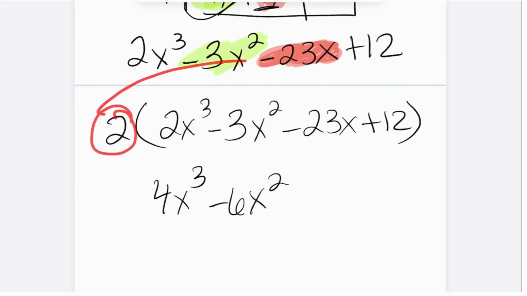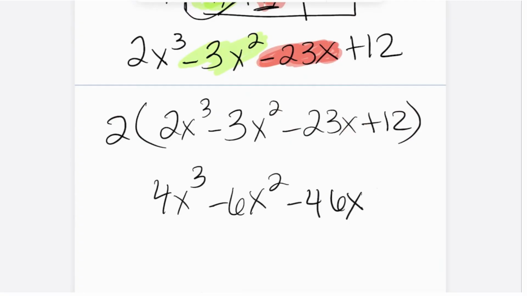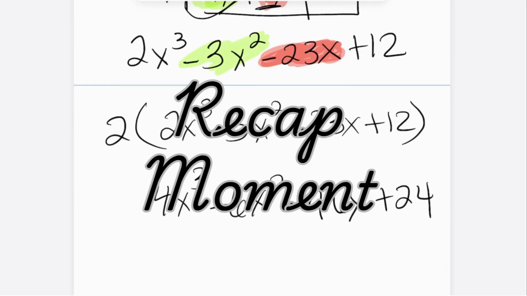2 times negative 23 is going to give me negative 46x. And then we're going to do 2 times 12, which is going to give me positive 24. And that's our final standard form. Let's have a recap moment.